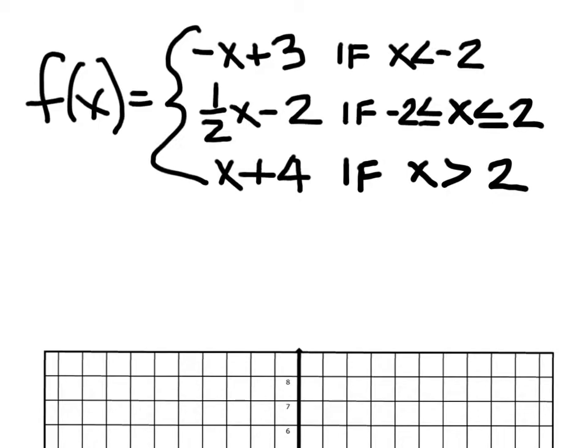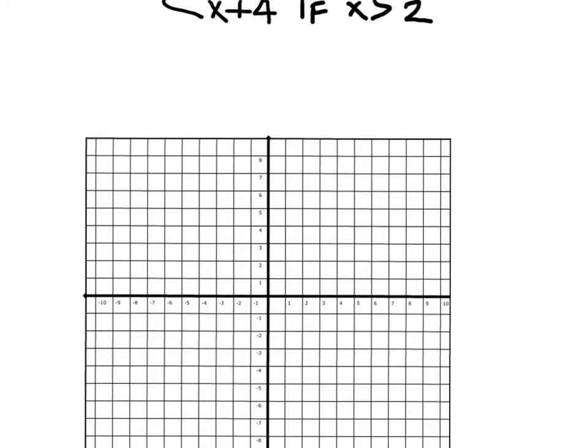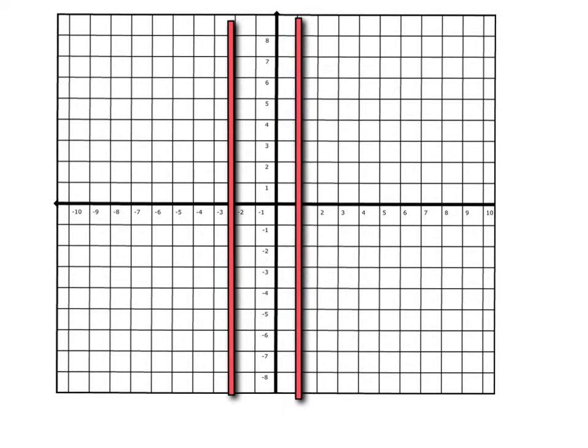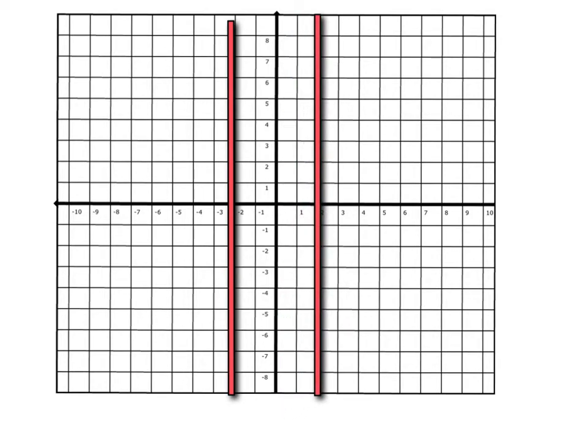So find your boundaries first to know what you have to deal with. Here is going to be a negative 2. So we'll make a line straight up and down, and we'll move it to here. There's negative 2. Let's make another one for the positive 2. So there's your 3 sections.